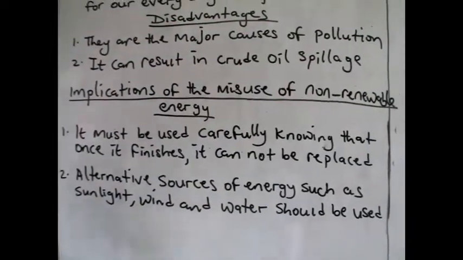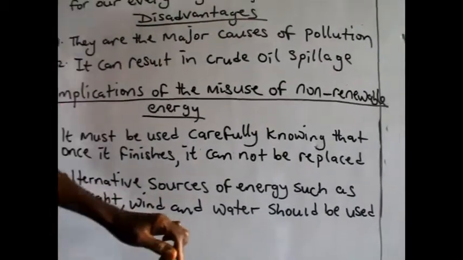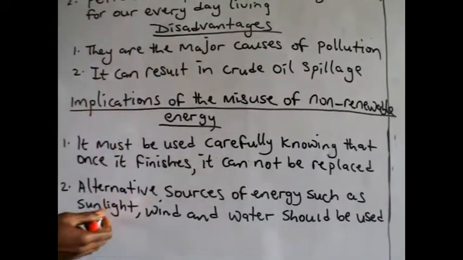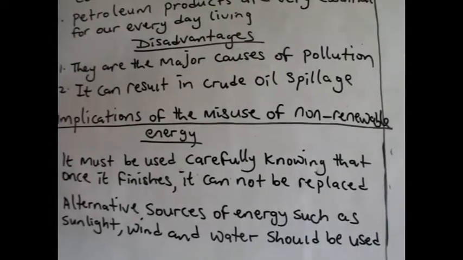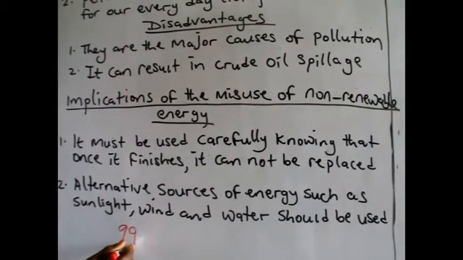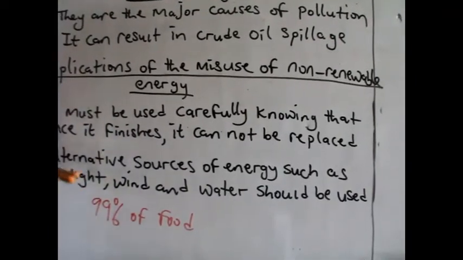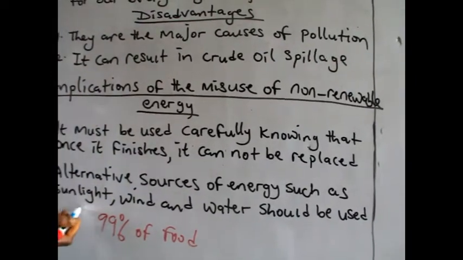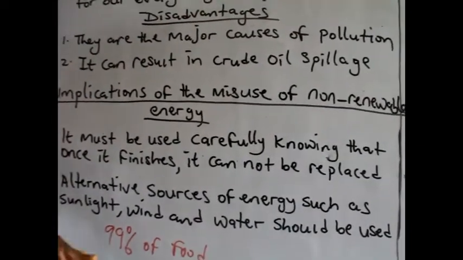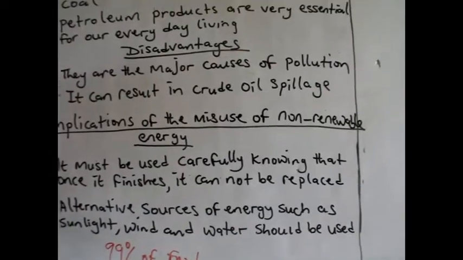Let's look at the second one. Alternative sources of energy, such as sun, wind, and so forth are used. So that's the implication. Without sunlight, you and I cannot survive. Why? Because plants depend on the sun. And 99% of our food originates from plants. So if there is no sunlight for plants to photosynthesize in order to produce food, then we'll starve to death because everything depends on plants. So that is the implication of misusing those energies.